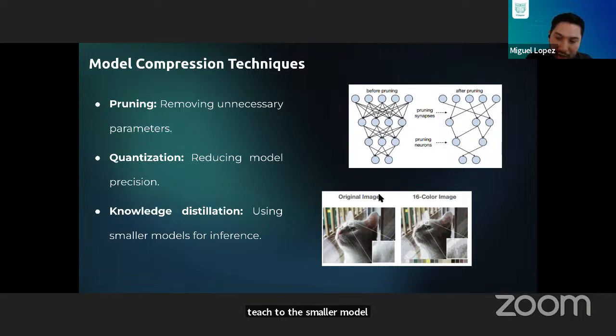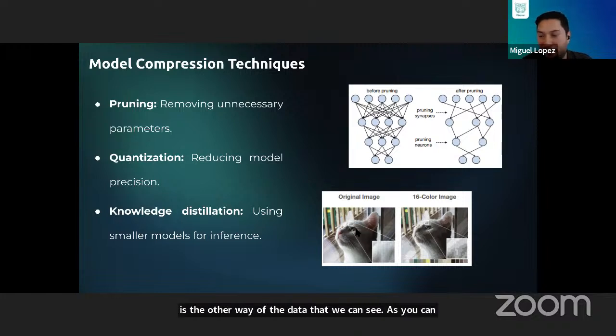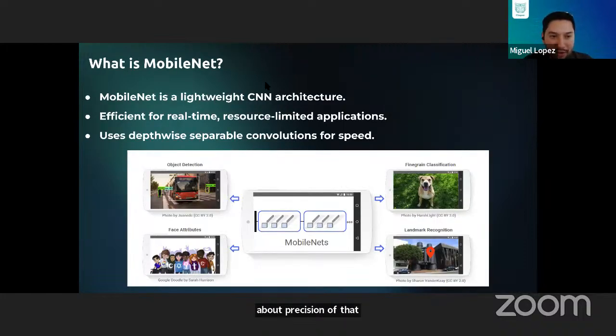This other picture is another way of seeing the data. As you can see here, we have a cat, and that cat has some resolution, a number of colors. And if we use only 16 colors, we can notice that we are not losing a lot of information, and we can represent the same original image and original characteristics. And this is analogous to what we are explaining about quantization of the model, about precision. Well, let's continue with this. Well, what is MobileNet?